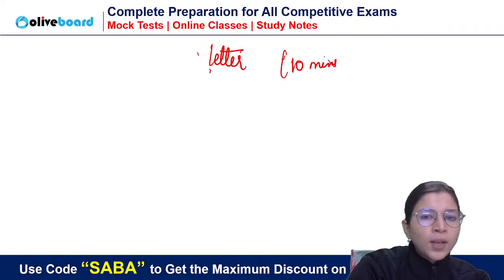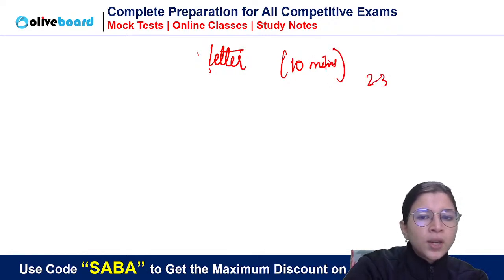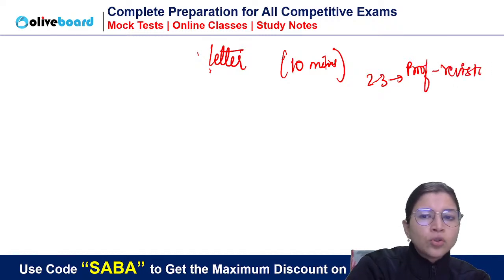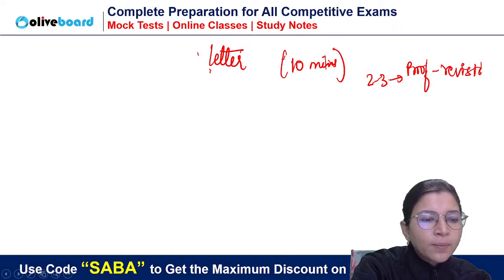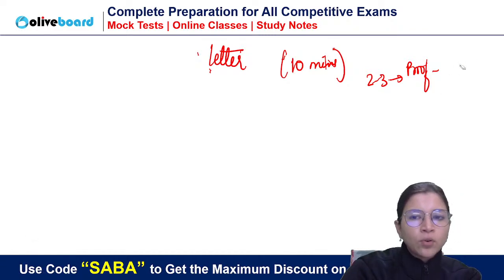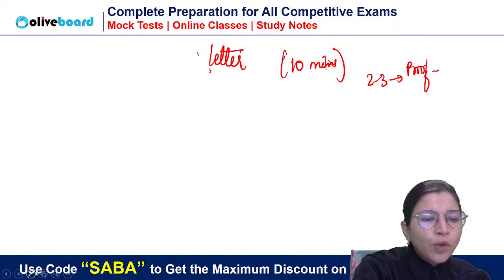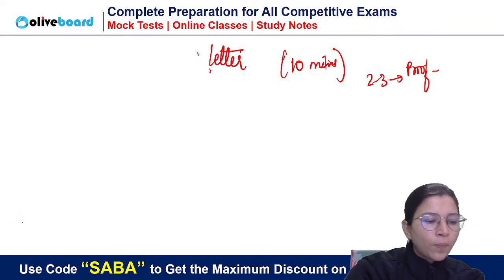In letter writing, you can keep 2 to 3 minutes for proofreading and revision, because the content is short. So you will not take that much time for proofreading or revision. You can keep 2 minutes for proofreading and the selection of the topic.